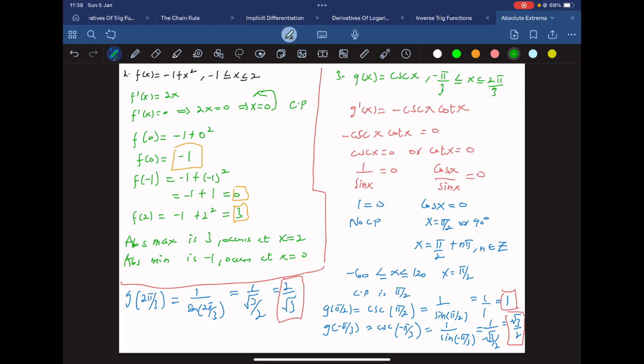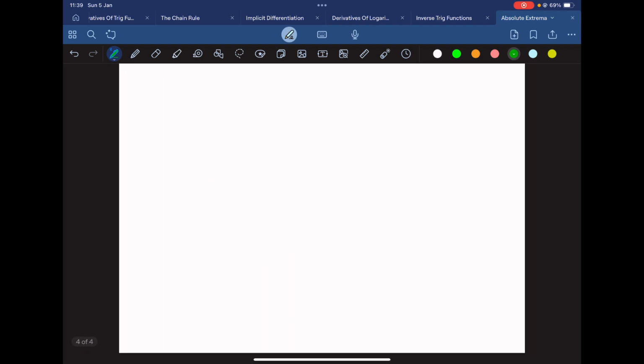Okay, so in this case, the absolute max is 2 over root 3, because 2 over root 3 is approximately 1.15, so that's the maximum, and the absolute min is 1. So I hope this is clear. Okay, now let's look at another question.